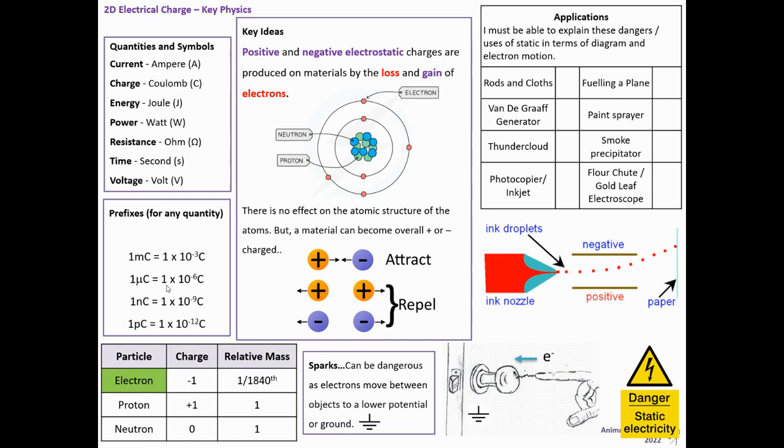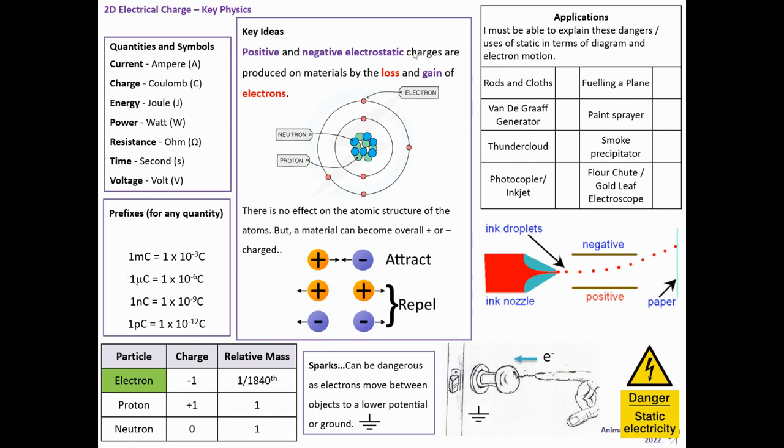Prefixes, so sometimes, because there's not a lot of charge on individual particles, we sometimes deal in smaller units. So we've got millicoulomb, micro, nano, and pico. So 10 to the minus 3, minus 6, minus 9, minus 12. You need to be familiar with those ideas.